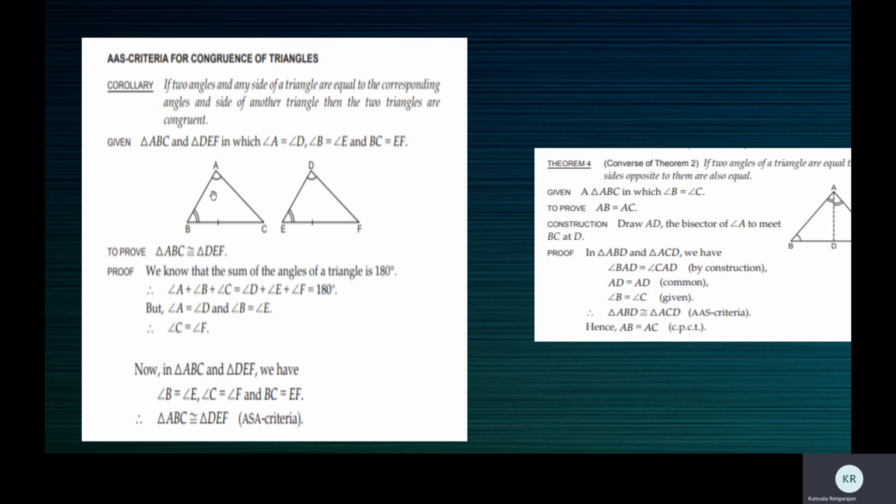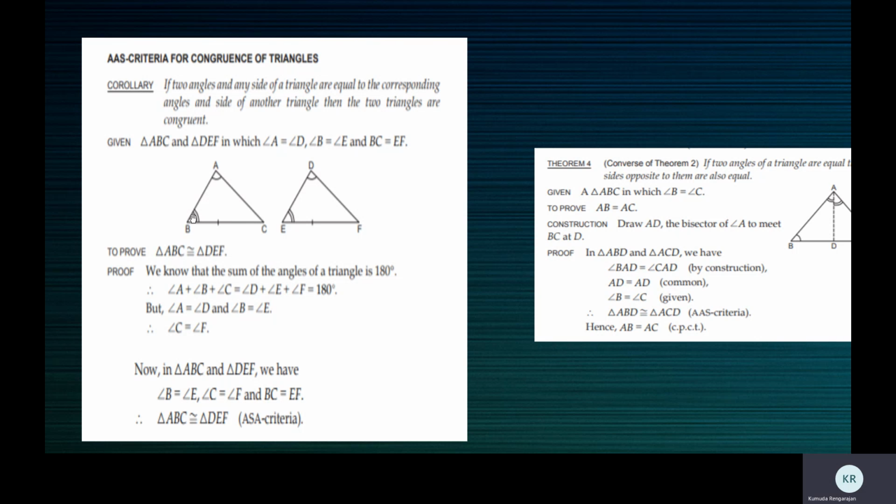So we must not consider these sides, some other side. So say BC is equal to EF. We should not take up the included sides. AB is the included side in this triangle. DE is the included side in this triangle. Must not take AB and DE. So some other side, let BC be equal to EF. So angle A is equal to angle D, angle B is equal to angle E, and BC is equal to EF. Given this, we need to show that the two triangles are congruent to each other.